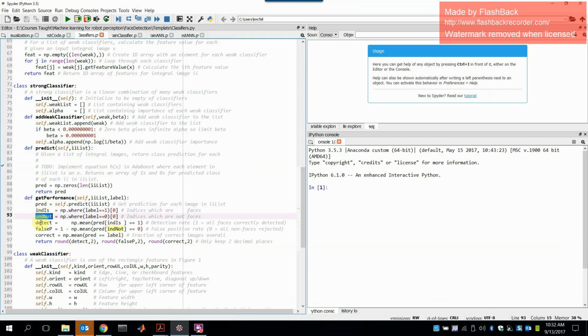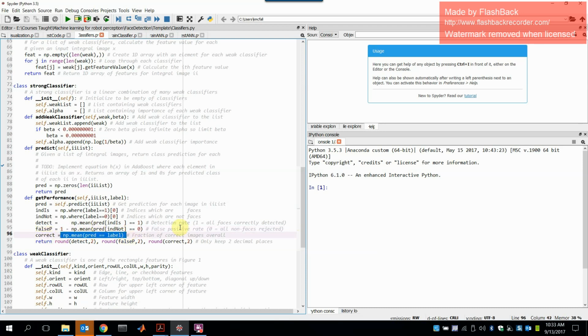Then it's going to calculate a detection rate. How many of the faces are correct? That's the mean of checking when the prediction for all the faces is equal to 1. Then what is the false positive rate? That's not how many it got right, but rather how many it got wrong, so it's 1 minus that. That's generally how false positive rates are given. And then, of course, correct is just the average of all of them.